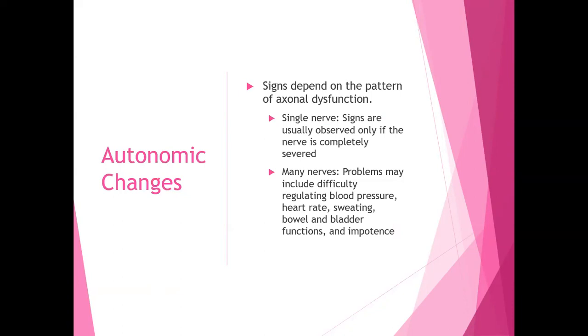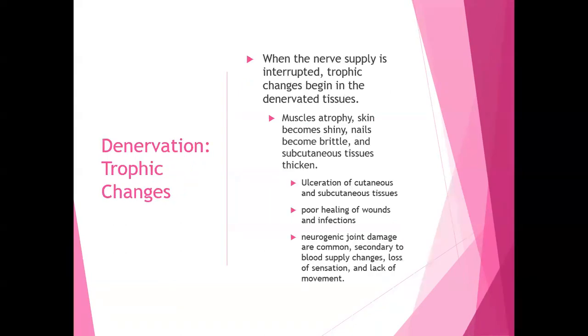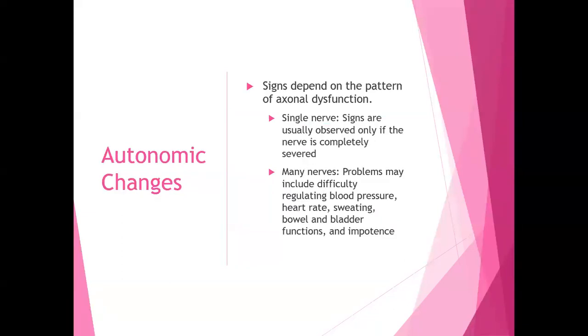If a lot of nerves are involved, autonomic problems can include all sorts of circulatory things, bowel and bladder dysfunction, impotence, difficulty regulating blood pressure, heart rate, sweating, lots of issues. So the more nerves involved, the more autonomic issues are going to show up. Hopefully that makes sense.